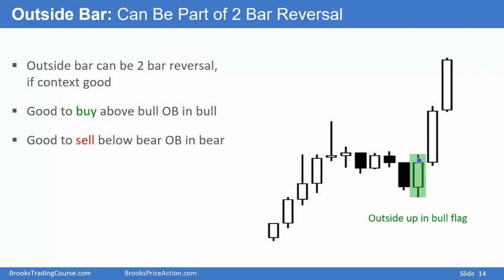We went down, we went up. It's a 2-bar reversal. On a higher time frame chart, it's a single reversal bar, and the buy is above the high of the 2 bars. Usually it's better to buy above the high of the bull bar. In this case, the outside bar is the bull bar. Traders place a buy stop just above the high of that bull bar, and then they get long on this bar as it goes above the high of the 2-bar reversal.